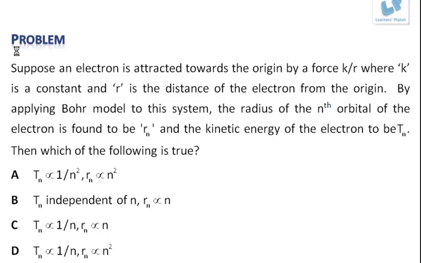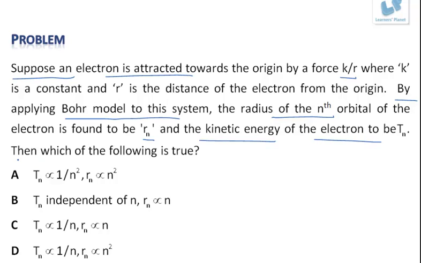Now let us look at the next problem. Suppose an electron is attracted towards the origin by a force k by r, where k is a constant and r is the distance of the electron from the origin. By applying Bohr model to this system, the radius of the nth orbital of the electron is found to be Rn and the kinetic energy of the electron to be Tn. Then which of the following is true?